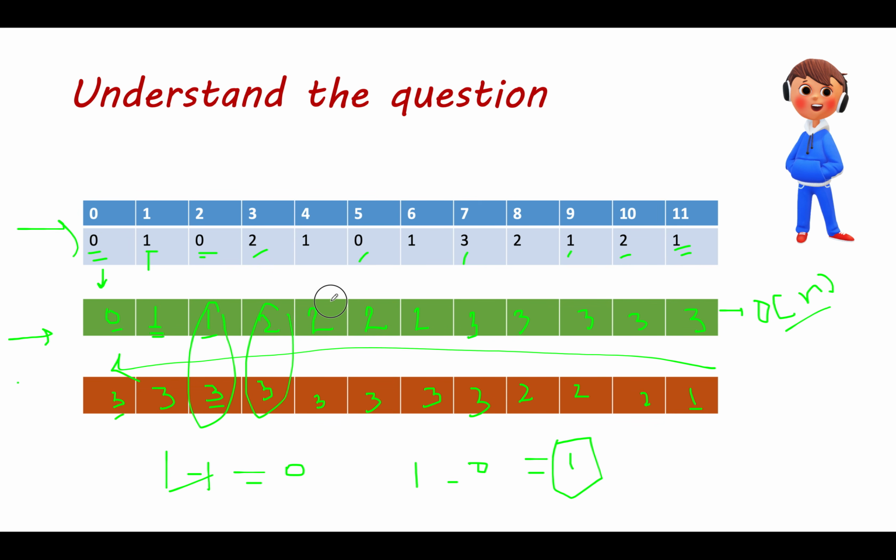We have 2 and 3, and the minimum value out of these two is 2. 2 minus the current height of the bar, which is 1. The answer becomes 1. So 1 gets added to the total sum. The total area becomes 2.